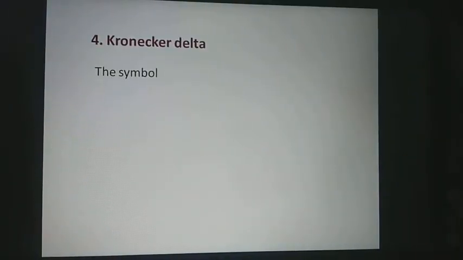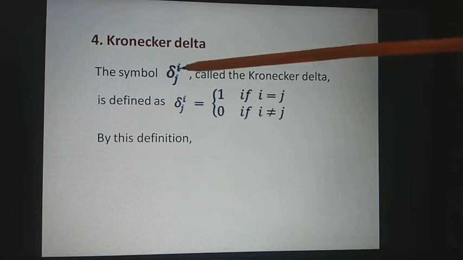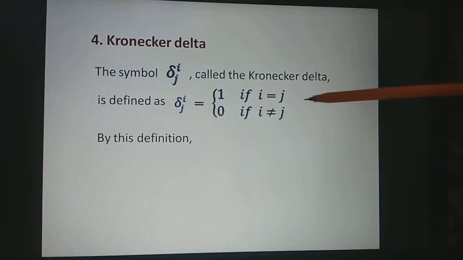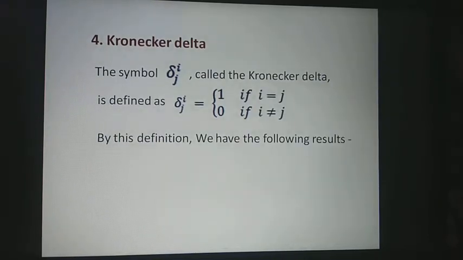The symbol delta ij, called the Kronecker delta, is defined as: delta ij is equal to 1 if i equals j, and 0 if i is not equal to j. So when the upper suffix i and lower suffix j are both equal, the value is 1, and when these two are not equal, the value is 0. By this definition, we have some results. So we will see these results one by one.